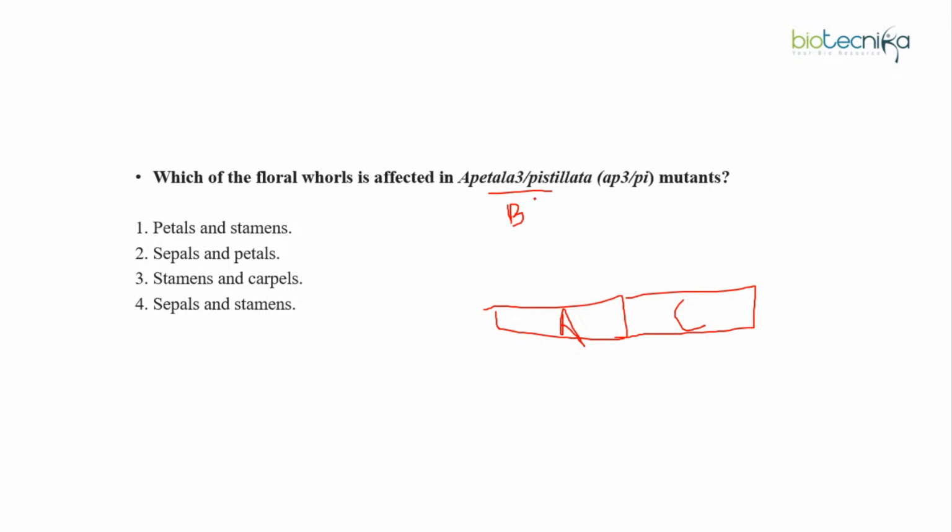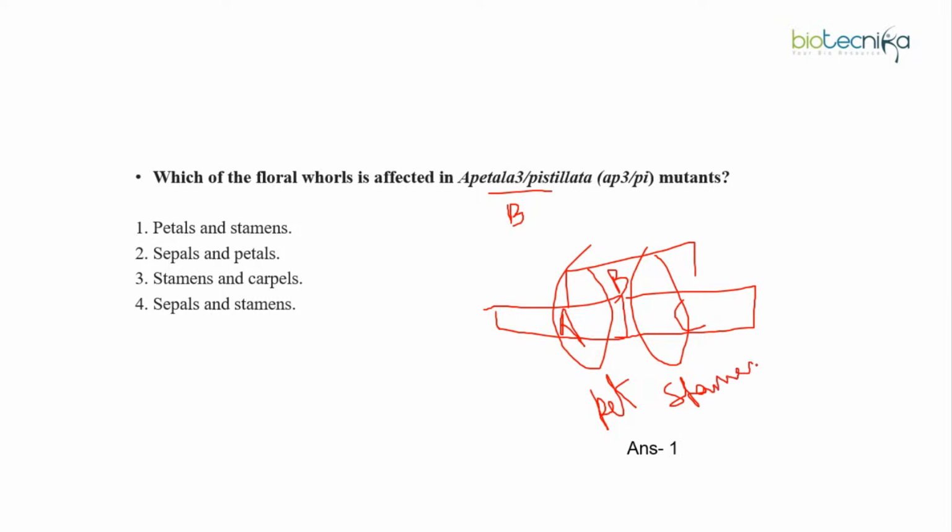So, class B gene is going to control which mutants? You had B here, right? AB gave you petals. B and C gave you stamen. So if B is absent, then obviously petals and stamens will not be formed. Right?